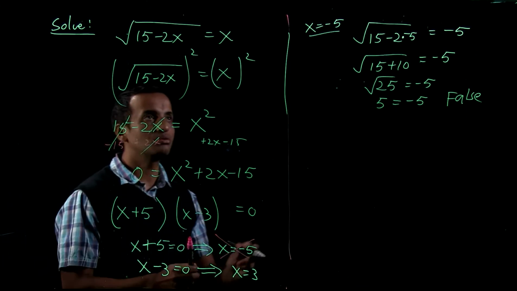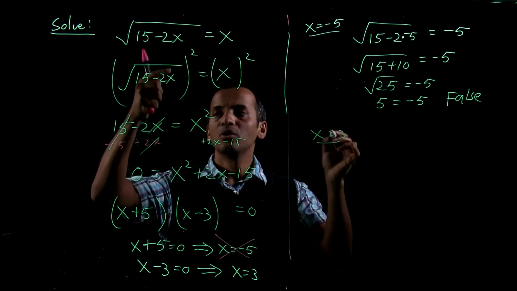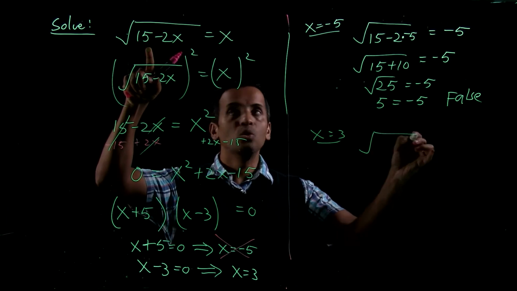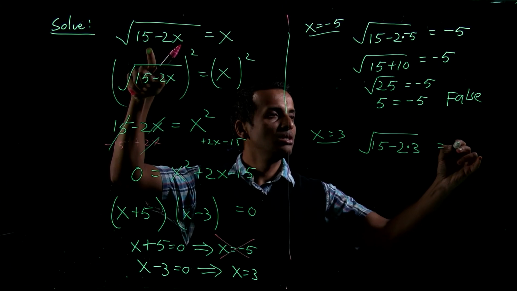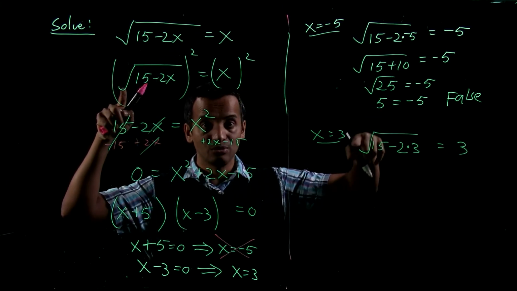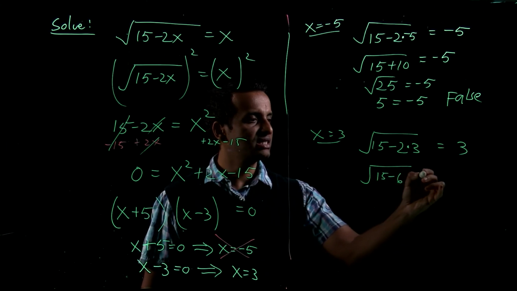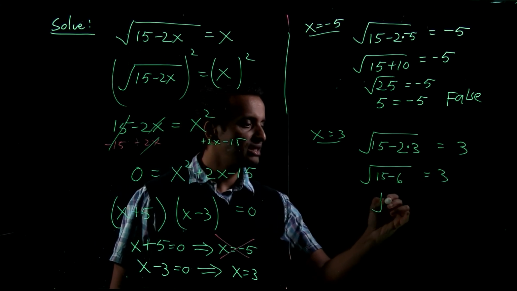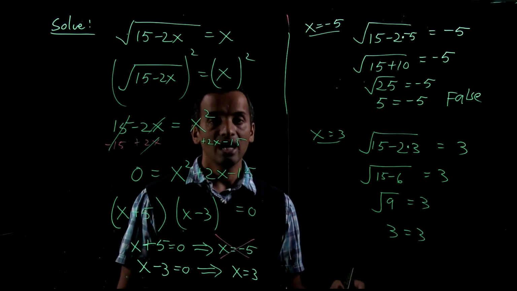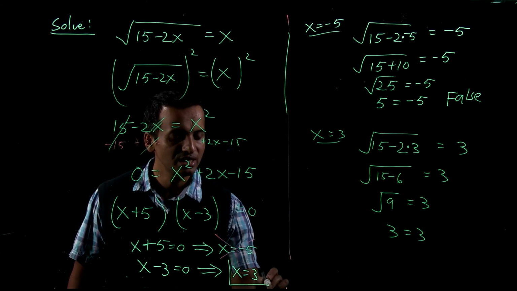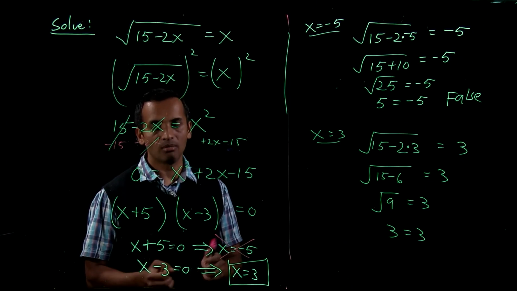Okay, let's try x equals 3. If you plug in x equals 3 there, what do you get? The square root of 15 minus 2 times 3 equals 3, right? Because all x will be replaced by 3 in this case. So what do you get? 15 minus 6, which is the square root of 9, equals 3, so 3 equals 3. So yes, x equals 3 is the right answer. So this one is the only right answer for this problem.